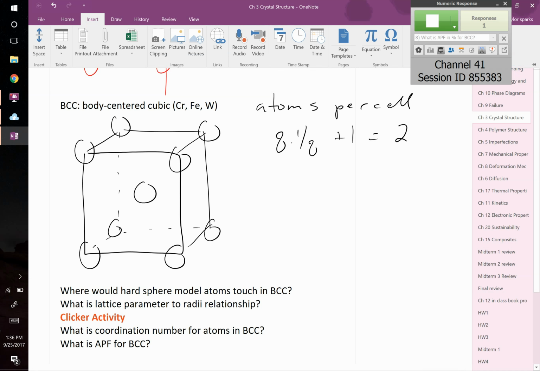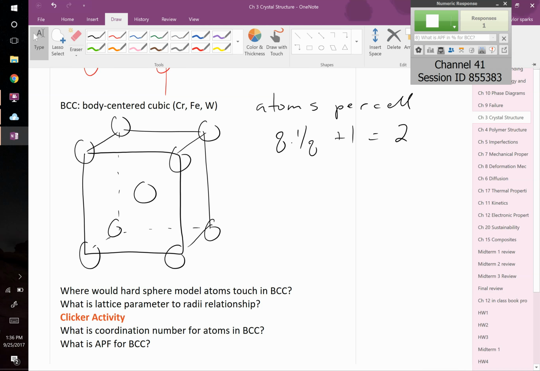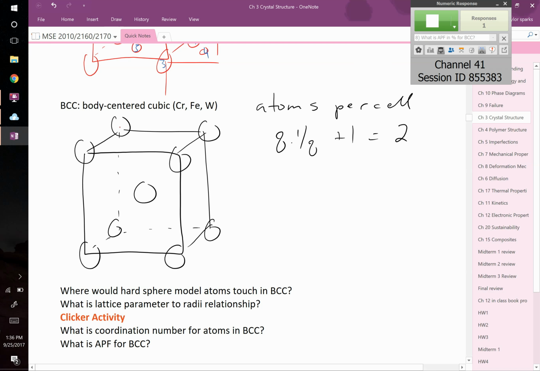So let me make sure I've got this right. When you say corner to corner, we're talking about all the way across the cube corner, like that. One quarter. They're going to touch 1/4 of the way along that line, right? If you drew this together, the corner and the center atom will touch, and they're going to touch 1/4 of the way across. So let's draw that.